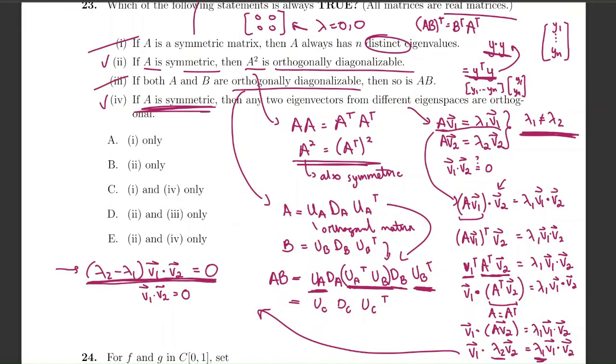So we know that this is going to have to be satisfied for the information we're given. And so we know that v1 dot v2 then has to be equal to 0. And that proves that the two eigenvectors are orthogonal. So 2 and 4 are our correct statements, so the answer is going to be E.